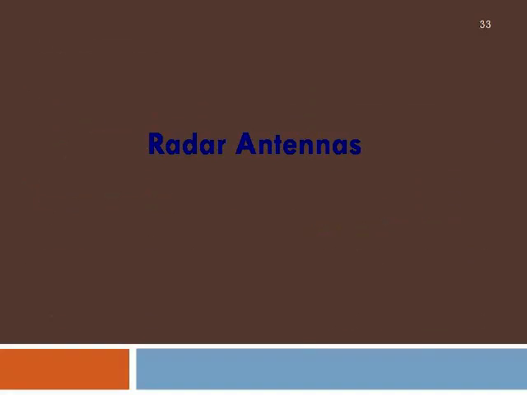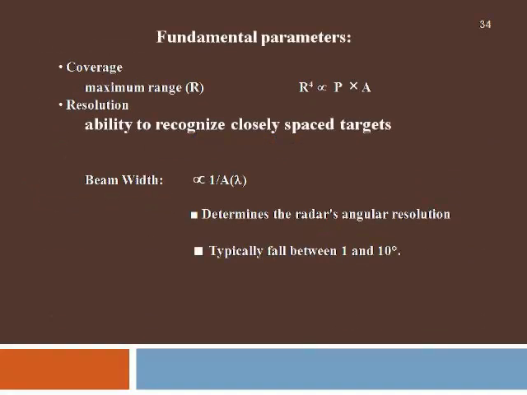Now let us concentrate on radar antennas. The fundamental parameters are, first, the coverage, that is how much distance must be covered by this antenna system. Here the received power from the antenna is proportional to R to the power 4, that is, the receiving area of the antenna multiplied by the signal density available must be sufficient to see that the power is crossing the minimum detectable signal of the receiver. So that is one important parameter.